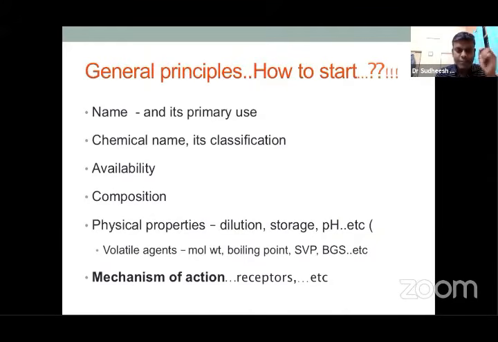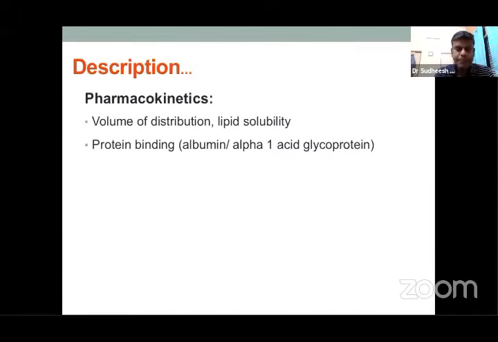So it's important to understand the mechanism of action, how it acts, so that it helps you understand what kind of antagonist you need to use. Once you are thorough with all these things, next is the description. Here I have put pharmacokinetics beforehand because before you understand what the drug does to your body, you should understand what your body does to the drug. Of course, it can always be interchanged.